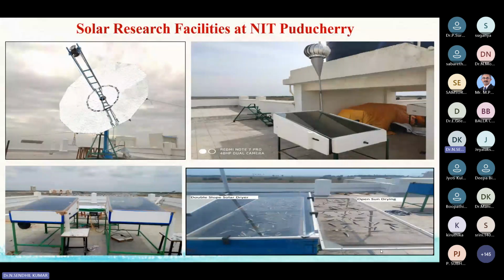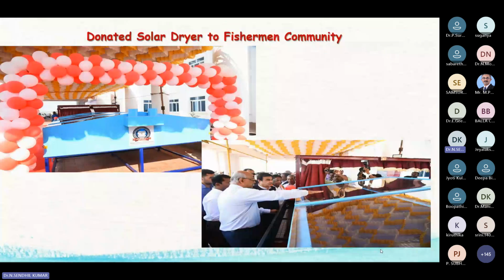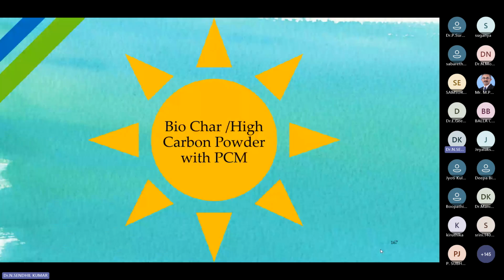We have donated one solar dryer to the fisherman community. This is one of the big tasks we have done, giving the solar dryer to the fisherman community, so that they, who normally dry the fish on the roadside, we ask them to dry on this device, the solar dryer. Instead of 6 to 12 hours, it will dry in 3 to 4 hours in this.